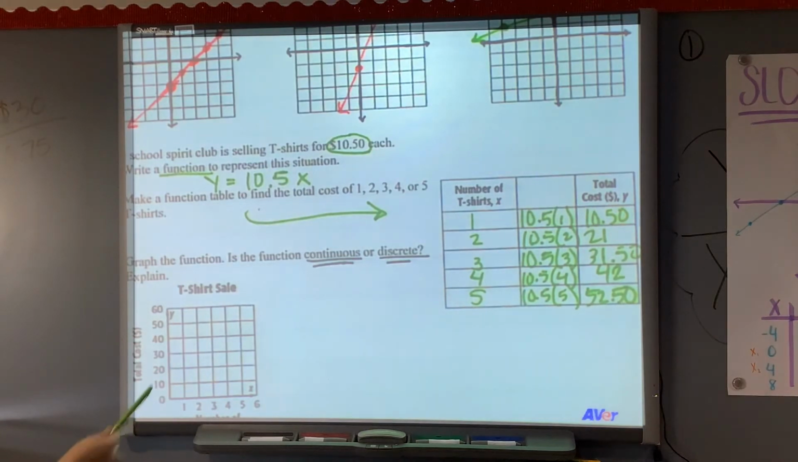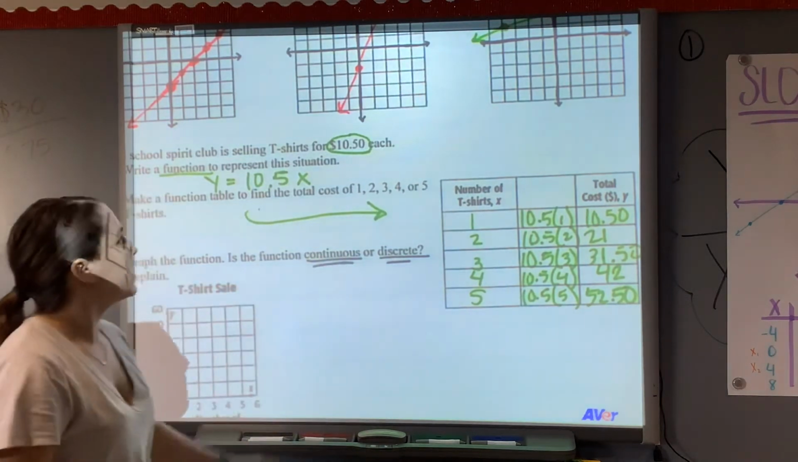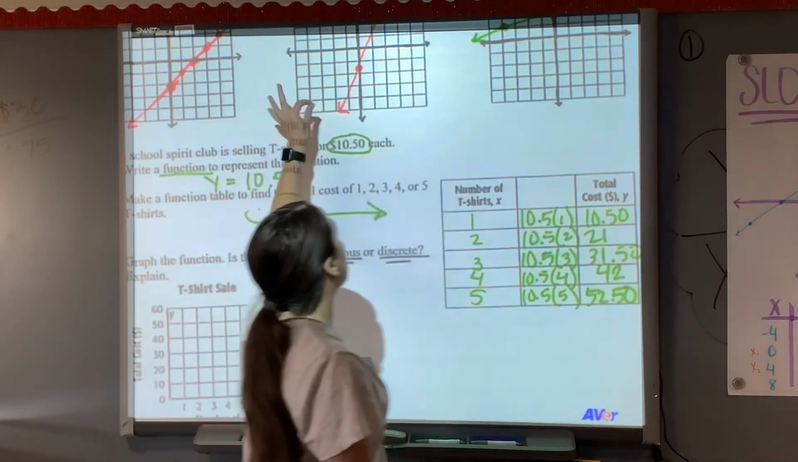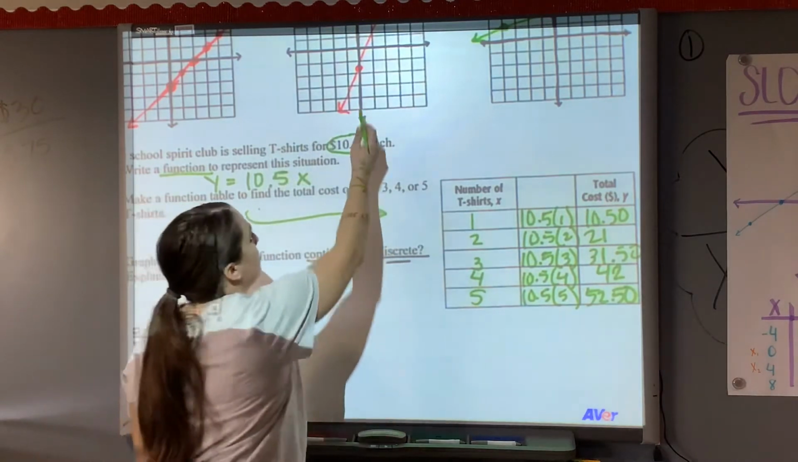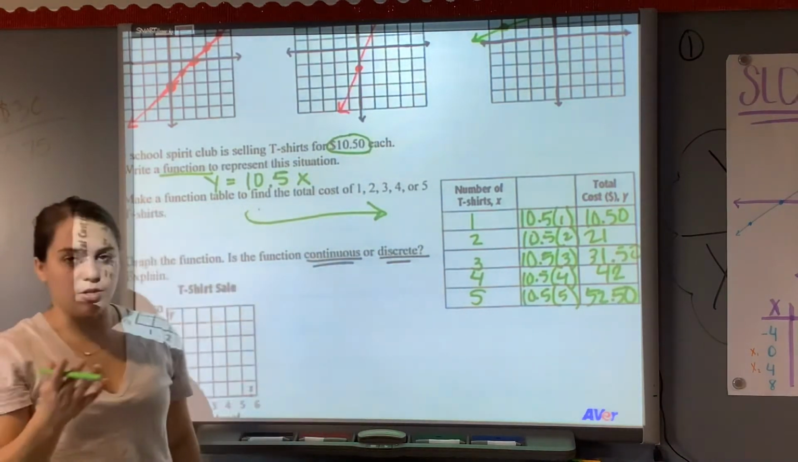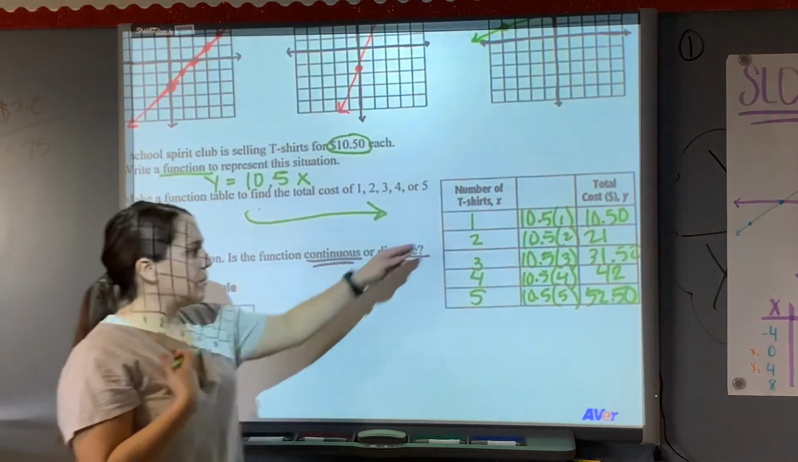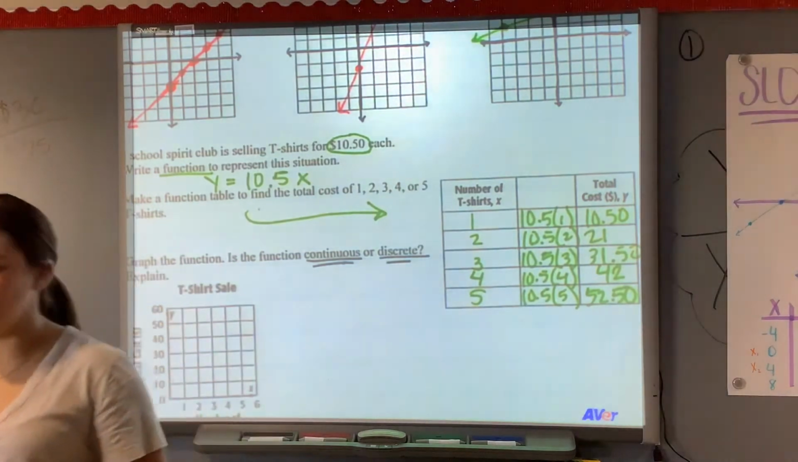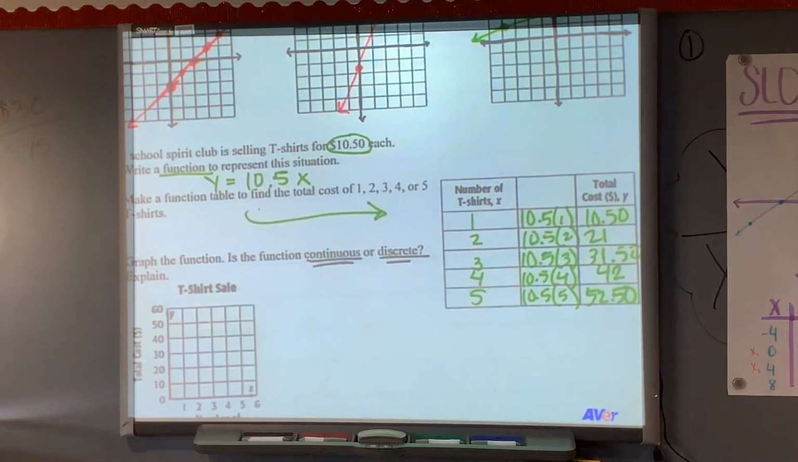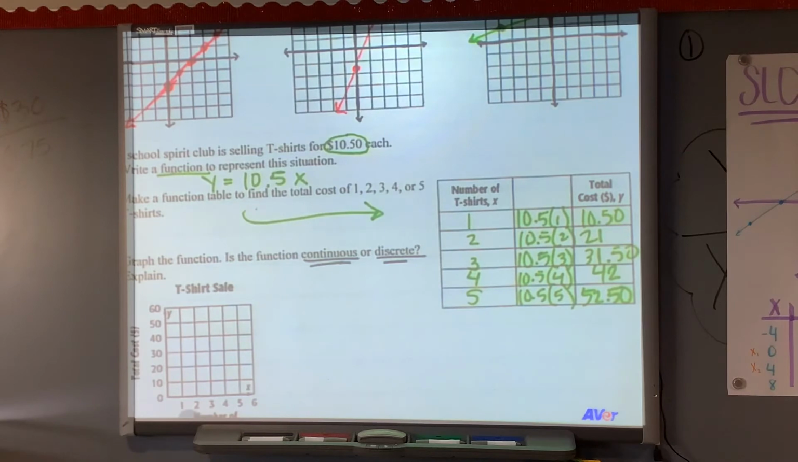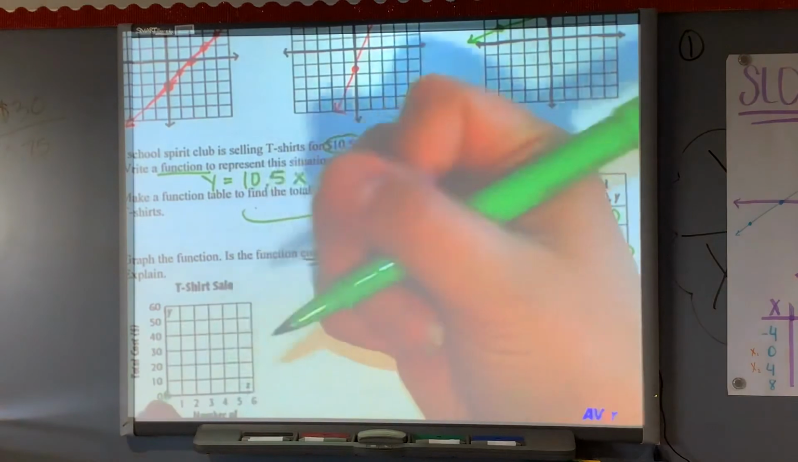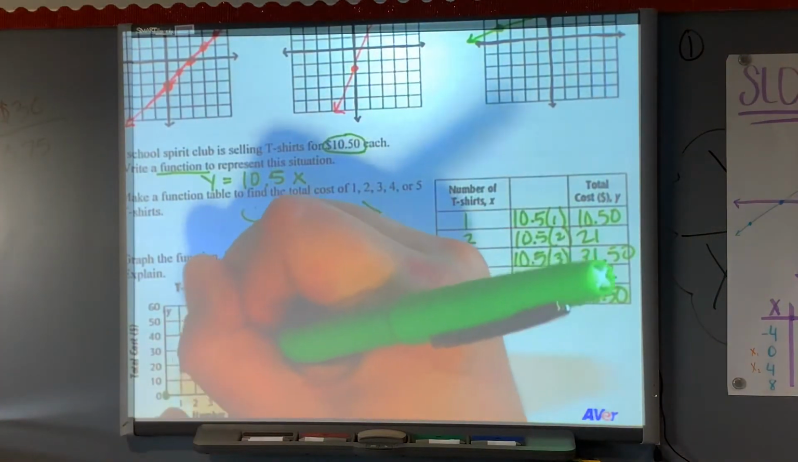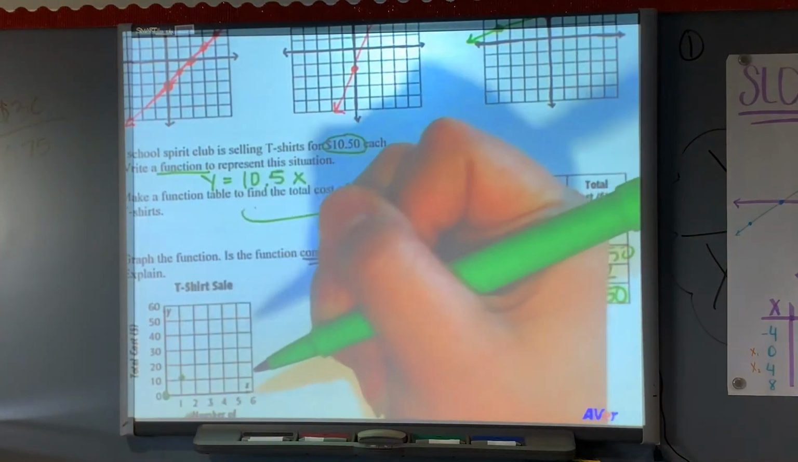The next thing says to graph the function. And is the function continuous or discrete? What this means is continuous or discrete. These lines that we drew above are continuous. We could plot any point. We could try to plot a point right here or just have a bunch of decimals to it. But what's going to happen is we're not going to be able to sell 1.5 t-shirts or 2 3/4 t-shirts. We're not going to be able to do that. And so because we're not going to be able to do that, we're going to have very discrete points along this graph down here. So we had $0 for 0 t-shirts. 1 t-shirt was a little bit over 10.